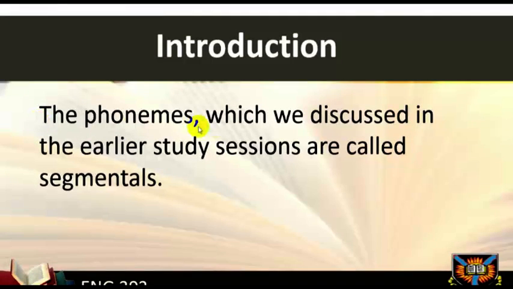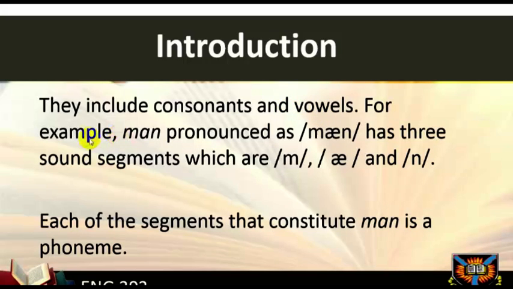The phonemes, which we discussed in the earlier study sections, are called segmentals. They include consonants and vowels. For example, man, pronounced as man, has three sound segments, which are M, A, and N. Each of the segments that constitute man is a phoneme.